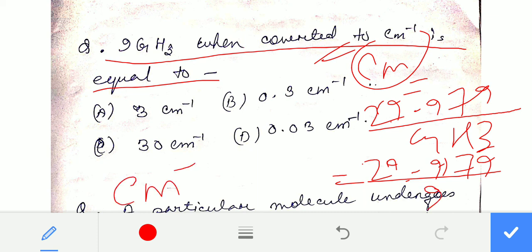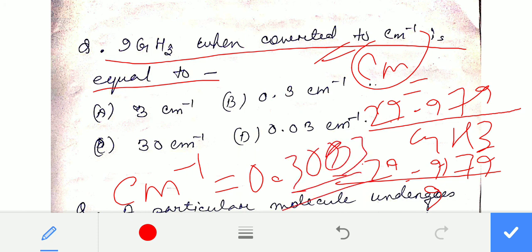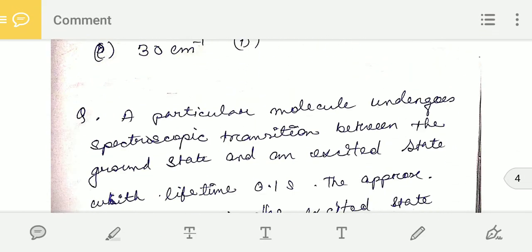For centimeter inverse it will be 0.303. So the centimeter inverse will be 0.3, right? So 9 gigahertz is equal to 0.3 per centimeter. So for this question, option B is the right option.